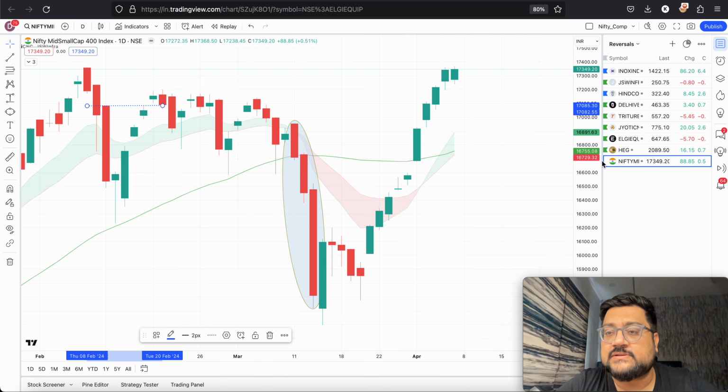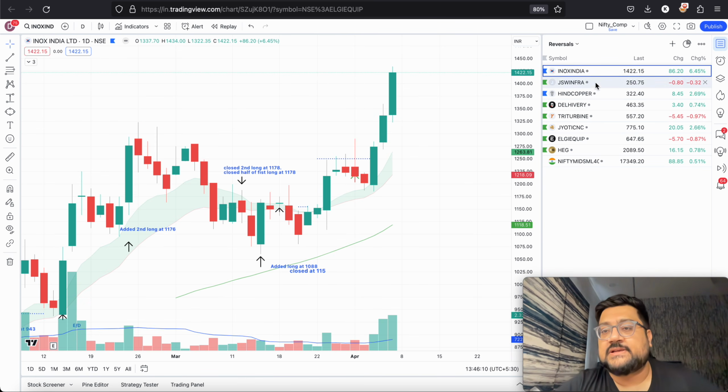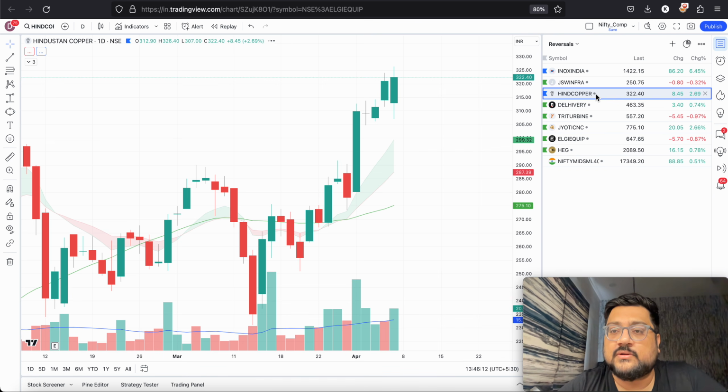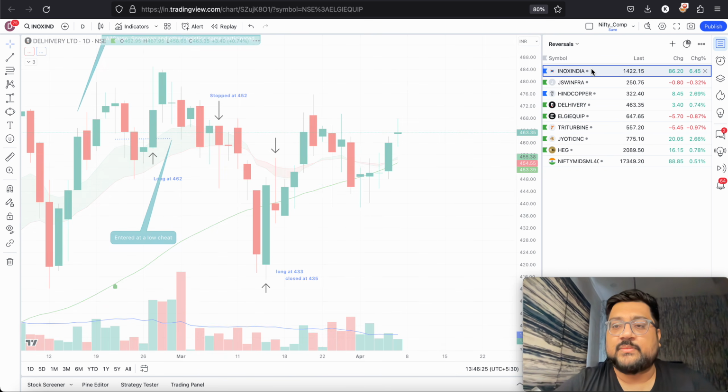Now back to the stock selection. These are the stocks which I traded: Inox India, JSW Infra, Hindustan Copper, Delhivery, Algo Cube. These were the five stocks which I chose for the reversals. And later on, I added Triveni Turbine, Jyoti CNC, HEG, and retraded Inox India. Right, so let's go one by one.